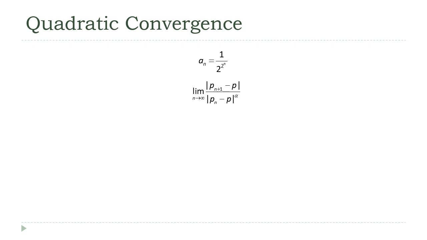Let's go through the same argument here, and let's see what kind of convergence we can get from this sequence. Again, this clearly approaches 0, and that's going to be our value of p. So if we start with alpha equals 1, this is the limit as n approaches infinity of the absolute value of 1 over 2 to the 2 to the n plus 1, minus 0, over 1 over 2 to the 2 to the n, minus 0 again.